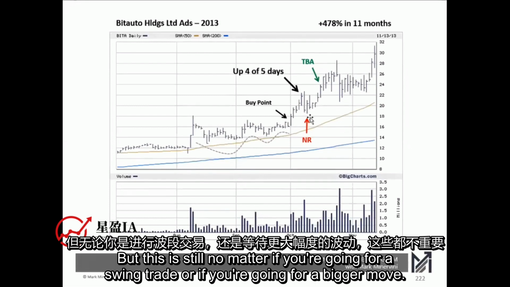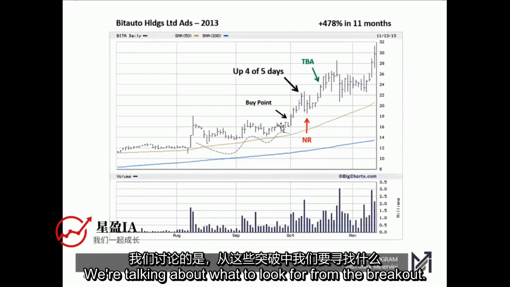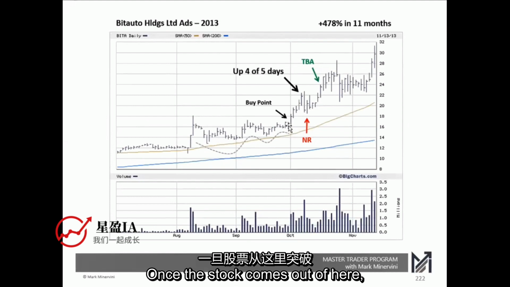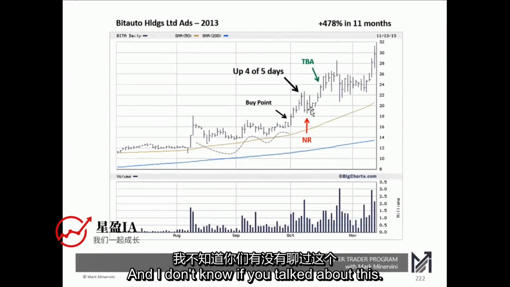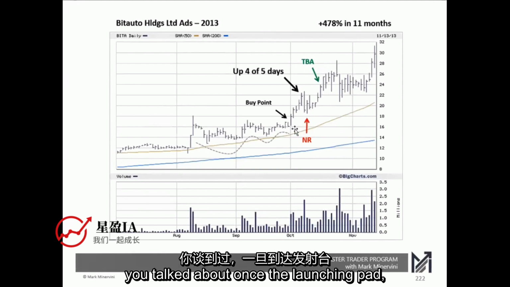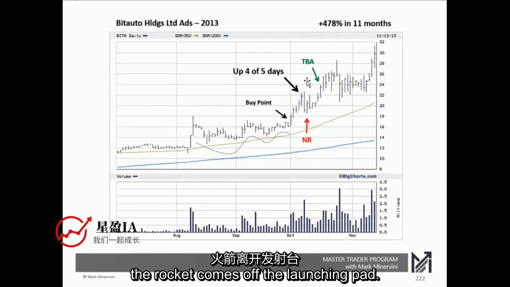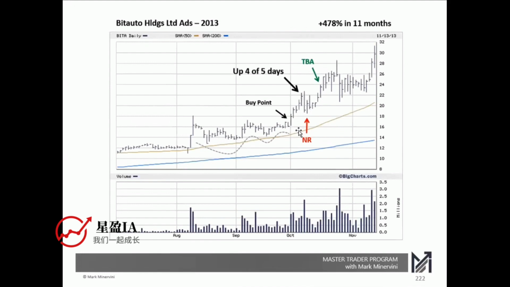But this is still, no matter if you're going for a swing trade or if you're going for a bigger move, we're talking about what to look for from the breakout. Okay, once the stock comes out of here, and then it gets, and I don't know if you talked about this. I can't remember, Dave, if you talked about once the launching pad, the rocket comes off the launching pad.